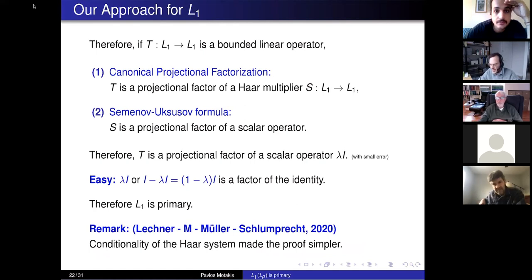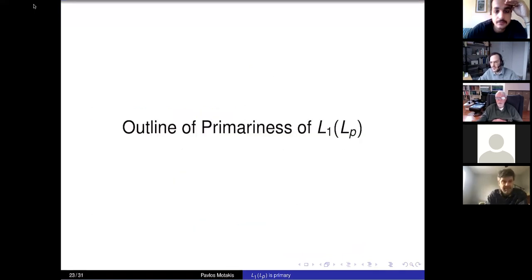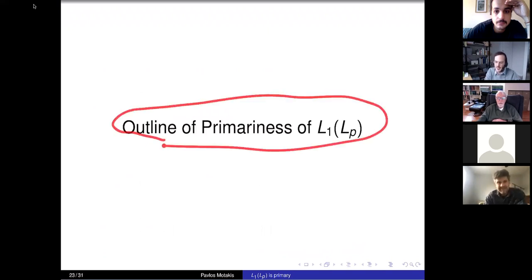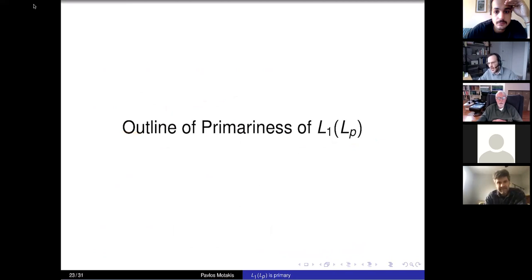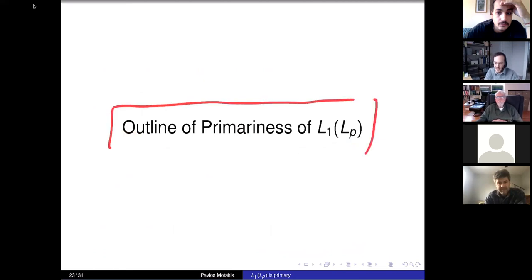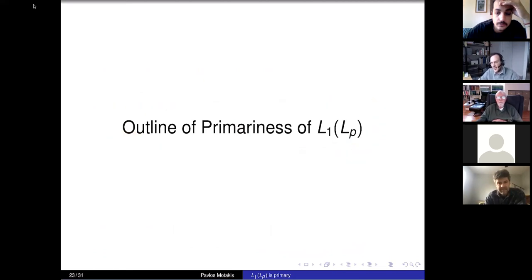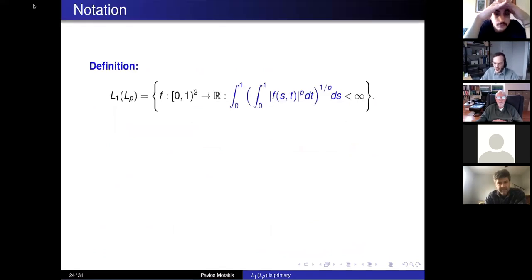All right, so then I can just blaze through the steps of our proof. Outline: primariness of the space L1 of LP. I made all this fuss about this talk, about this history, because our solution to this problem is intricately connected to studying operators on capital L1. This is why I wanted to make this connection. So let me just remind you.